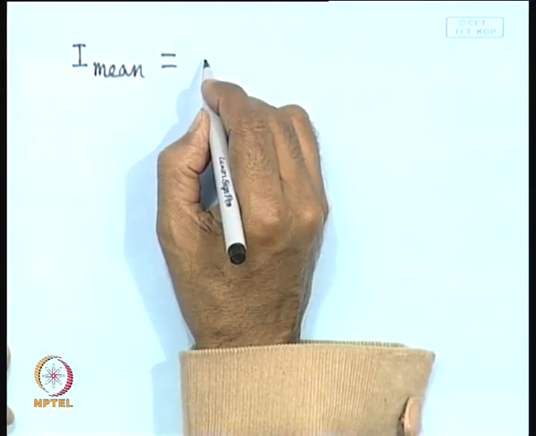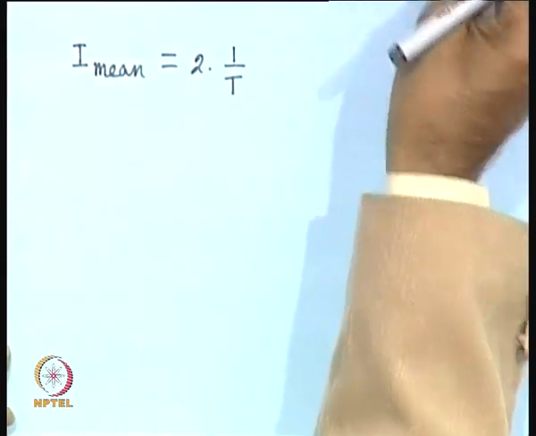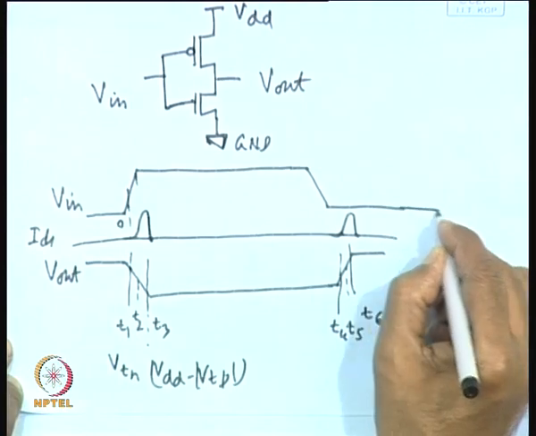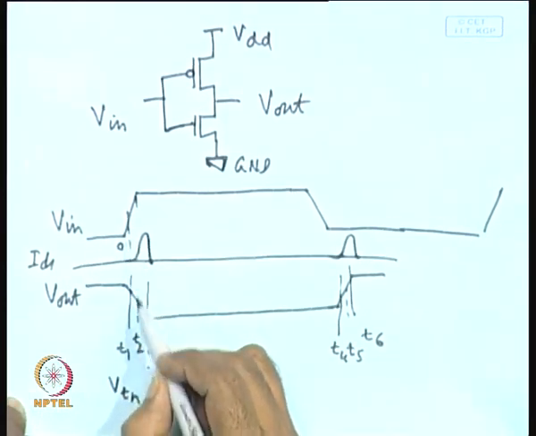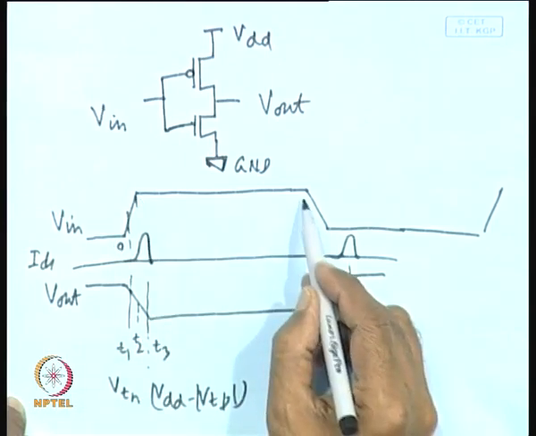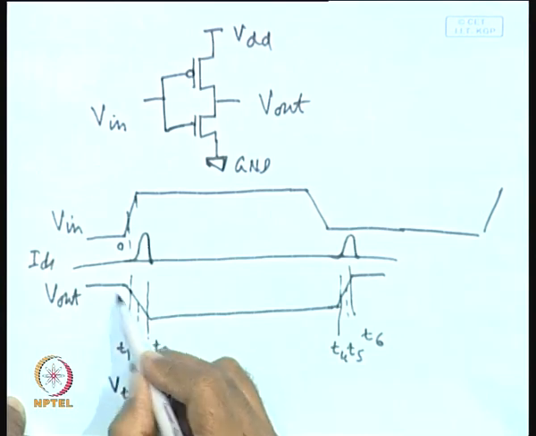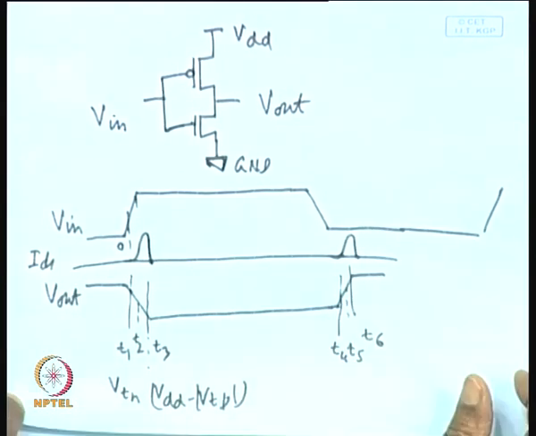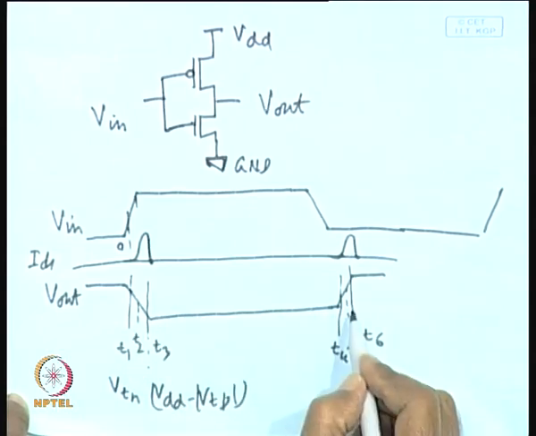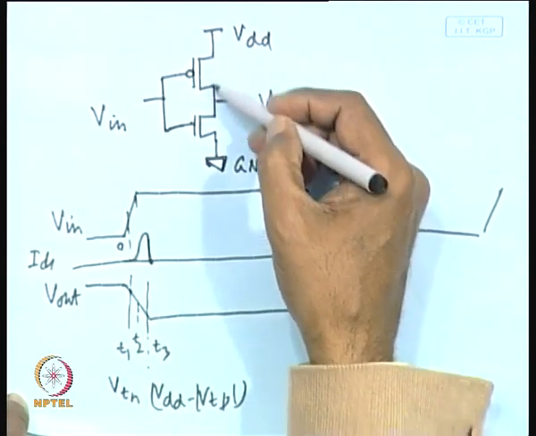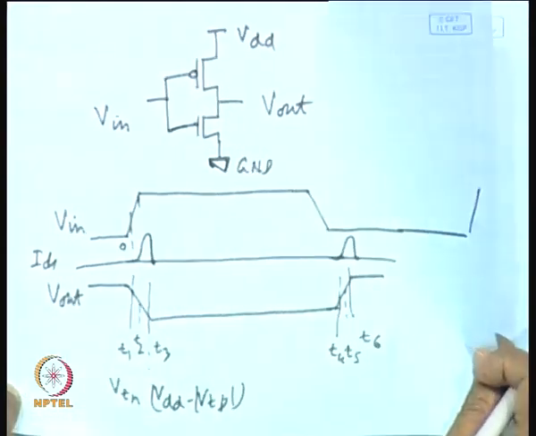So, this is equal to 2 into 1 by T. 1 by T is the period. Period means in one cycle. In one cycle you will be having one low to high and another high to low transition. So, accordingly here you will have high to low and low to high transition. Since they are symmetric, let us assume that both of them are symmetric, that means these two transistors, their switching characteristics are identical.